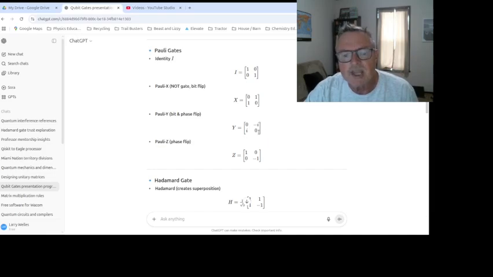So let's look at this gate right here, and the little phrase that comes with it: bit and phase flip. So let's see what happens here. If we put a 1, 0 here, then the top spot is going to be a 0, and the bottom spot is going to be an I. What's I? I squared equals -1. So that's the imaginary state, and that affects the relative phase between the two.